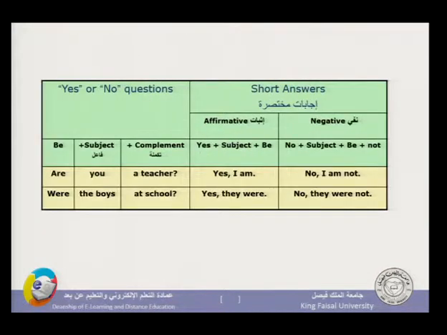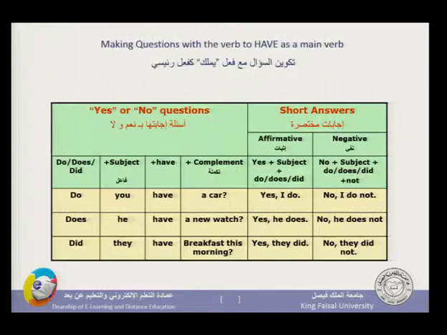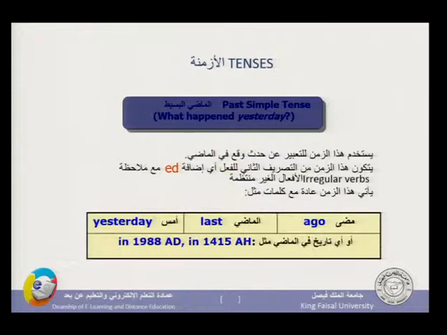Here is how we can make questions. For example, are you a teacher? The answer: yes, I am, or no, I am not. I gave you how we make questions and how the answers are going to be if the answer is yes or if the answer is no. If it is yes, yes I am is enough. If it is no, you have to say no, I am not. Here I clarified some examples, and I even wrote them in Arabic so that it would make things easier for you.